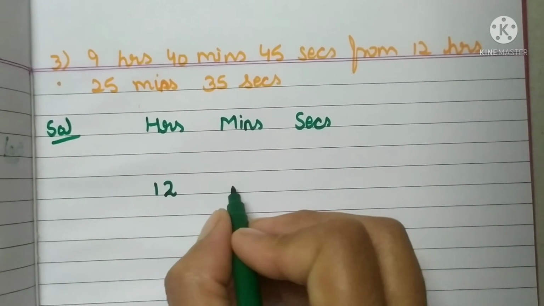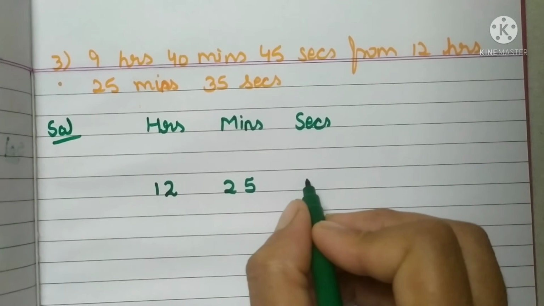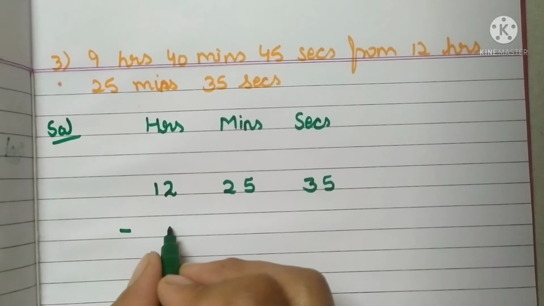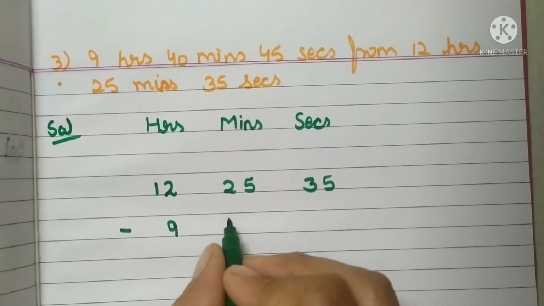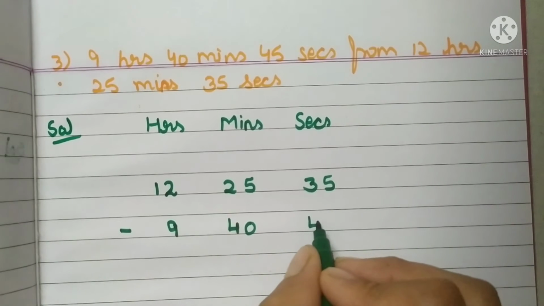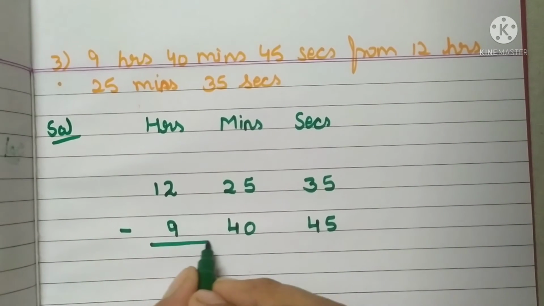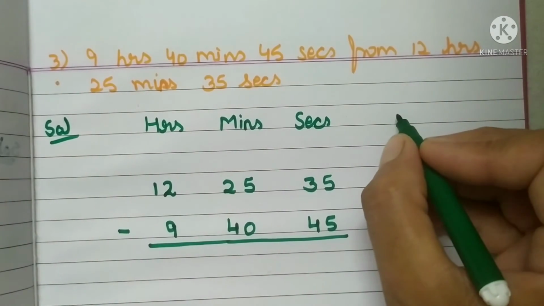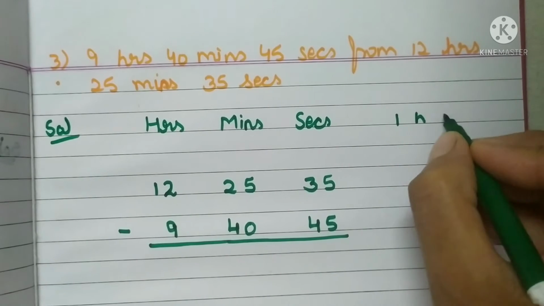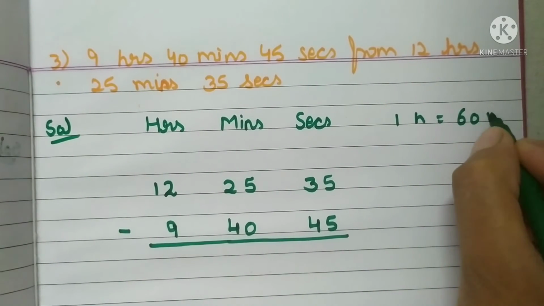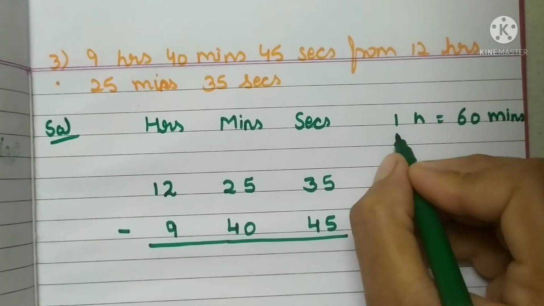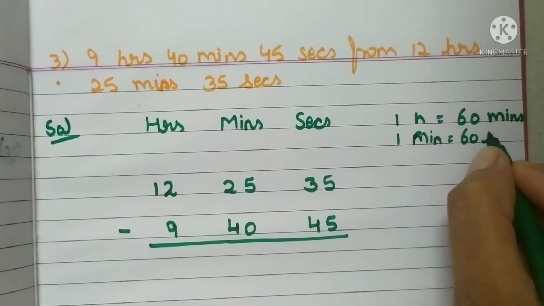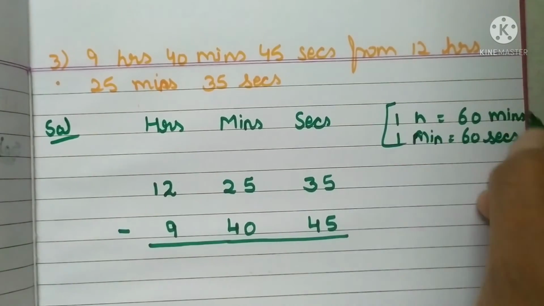12 hours 25 minutes 35 seconds. What do we have to subtract from this? 9 hours 40 minutes 45 seconds. Now write down the formula that 1 hour equals 60 minutes and 1 minute equals 60 seconds. This we have to remember.